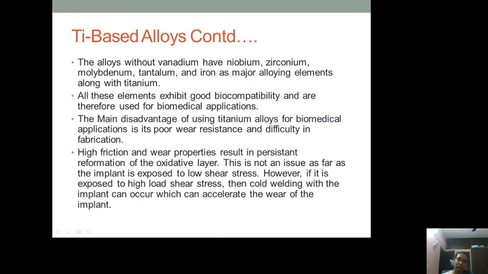However, there are applications where titanium is very widely used, and one of the very popular uses of titanium alloy is to form the outer casing of a pacemaker. The hermetically sealed casing of a pacemaker is often made of titanium alloy.